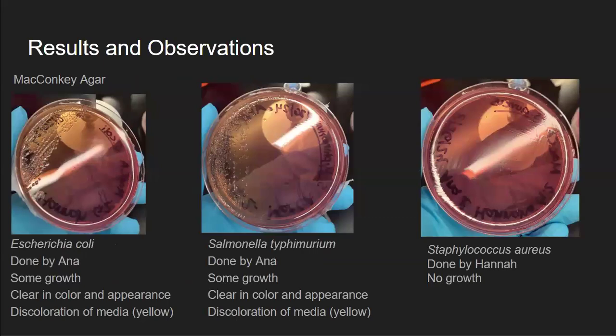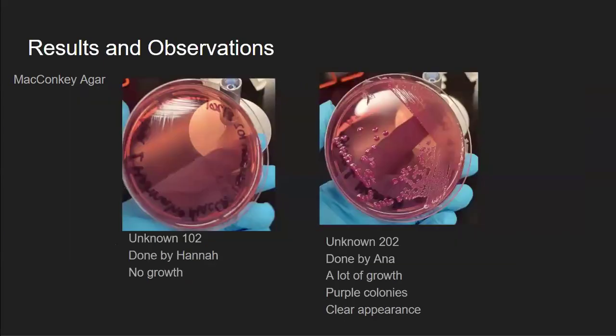MacConkey agar. Escherichia coli, there was some growth which was clear in color and appearance and also caused the discoloration of media to yellow. Salmonella typhimurium, there was also some growth that was clear in color and appearance, which also caused discoloration of the media to yellow. And for Staphylococcus aureus, there was no growth. For our unknowns, 102, there was no growth, but 202 had a lot of growth of purple colonies with a clear appearance.